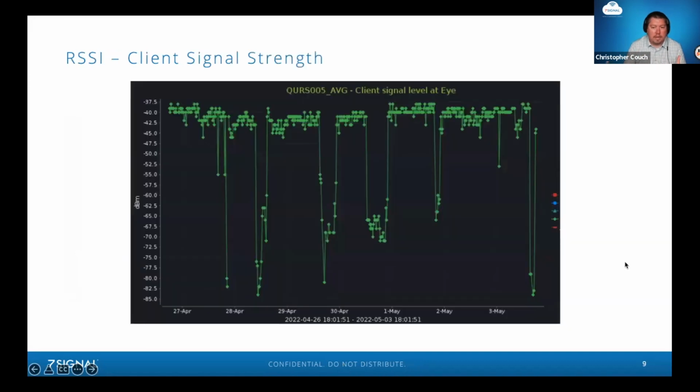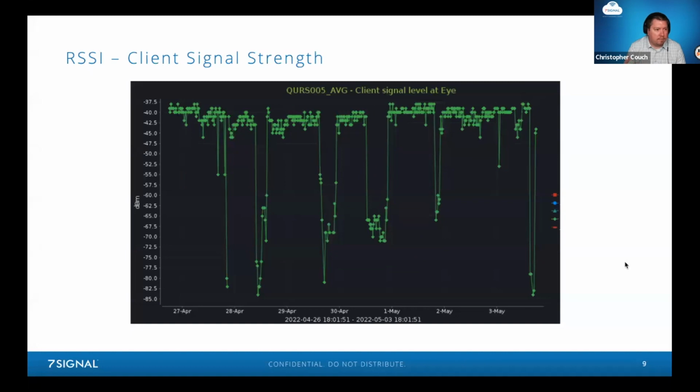So the first thing we're going to look at, and these graphs you're going to see in the coming slides, are all from our Sapphire Eye. This gives us a visual representation of all the data in the air that we can see that's relevant to the iOS devices, and really all devices in your environment. But for this, we're just going to look at the iOS.